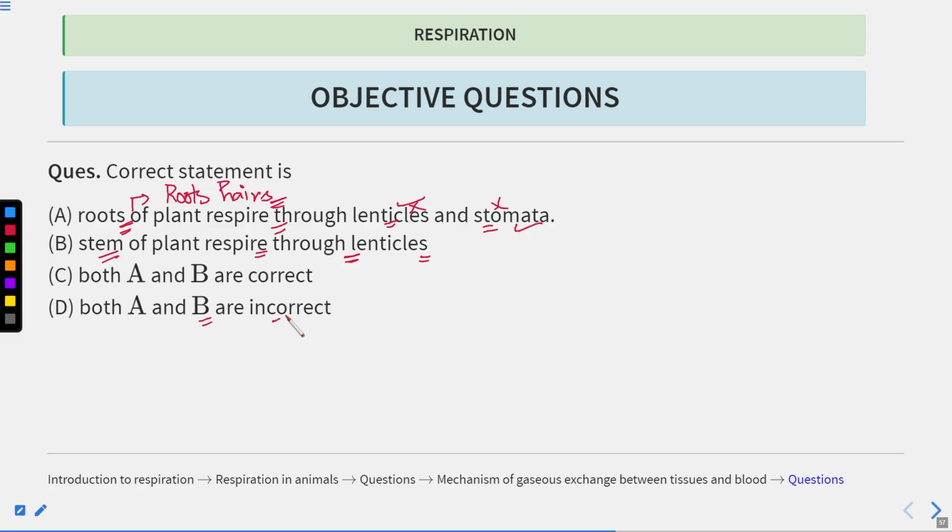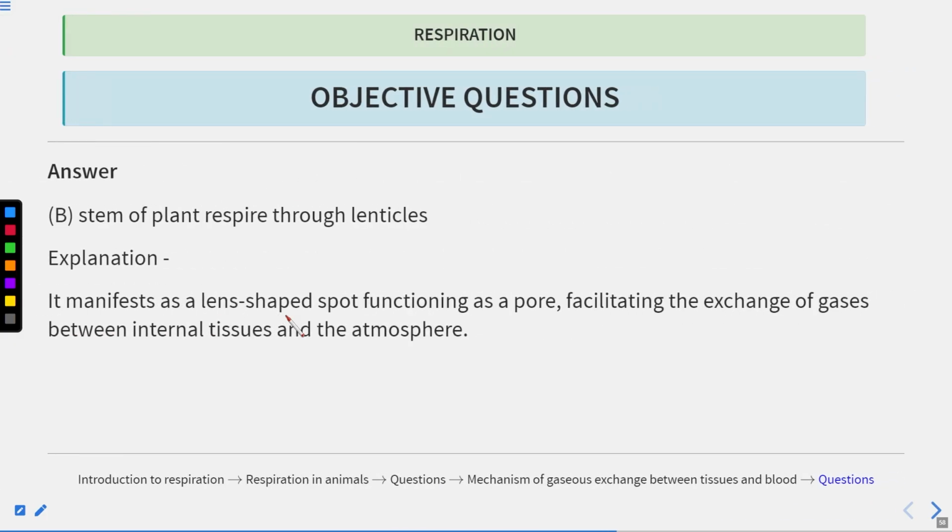Alright, so let's have a look at the answer. Answer is stem of the plant respire through lenticels. Now what is the explanation here? So lenticels are the lens-shaped spots functioning as a pore. Okay, so they are lens-shaped, or you can say it is a raised area, which functions as a pore, and it facilitates the exchange of the gases between the internal tissue and the atmosphere. Clear? So this is the definition of the lenticels.